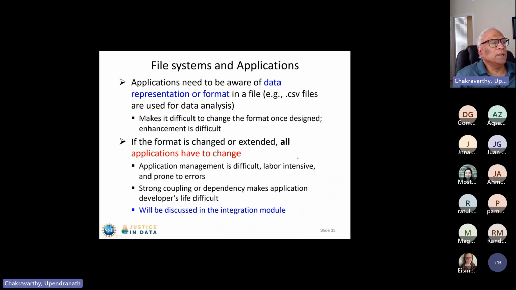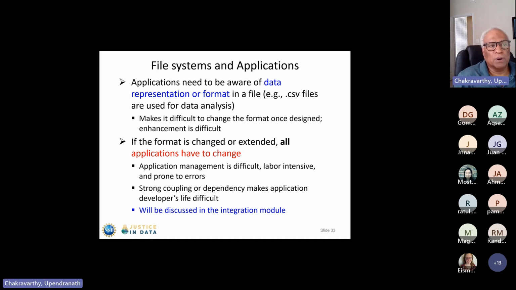So applications need to be aware of data. Just looking at the file system, you might already be familiar with CSV files that are used for data analysis. These were not there earlier. It was being done differently, and it makes it difficult to change the format once designed. This is the biggest problem. Once you decide on the format, all the applications depend on it. Think of it, if 50 applications are running over this file, and you change the format, you have to revise all 50 applications.